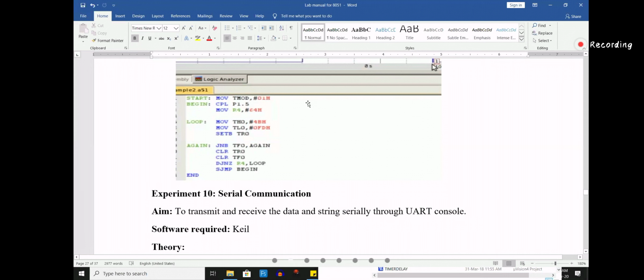When it reaches FFFF, TF0 will be 1. At that time your overflow flag will be 1, and it will come out of the loop when it is 1. It will clear your timer run and clear your overflow flag. Then DJNZ R4, the loop.